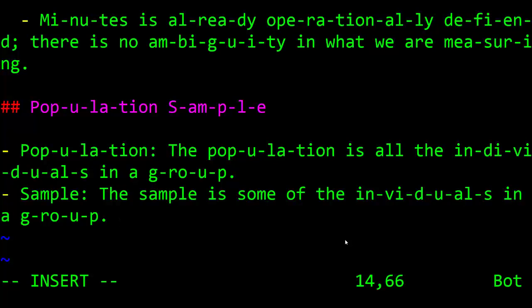So we are now at the populations via sample, I think.